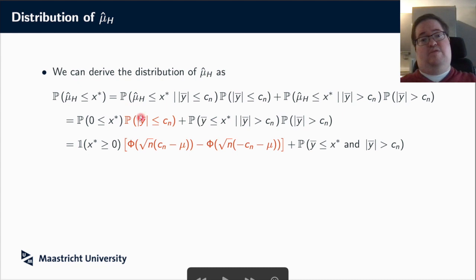Now, the probability that the absolute value of y bar is smaller or equal to Cn is in fact already what we calculated when we looked at the selection probability. So there we get this difference of the two standard normal CDFs. Now what I also did was write this conditional probability again as a joint probability. We have the conditional times the marginal, so this would be the same as this joint probability here, which is now the terms in red.